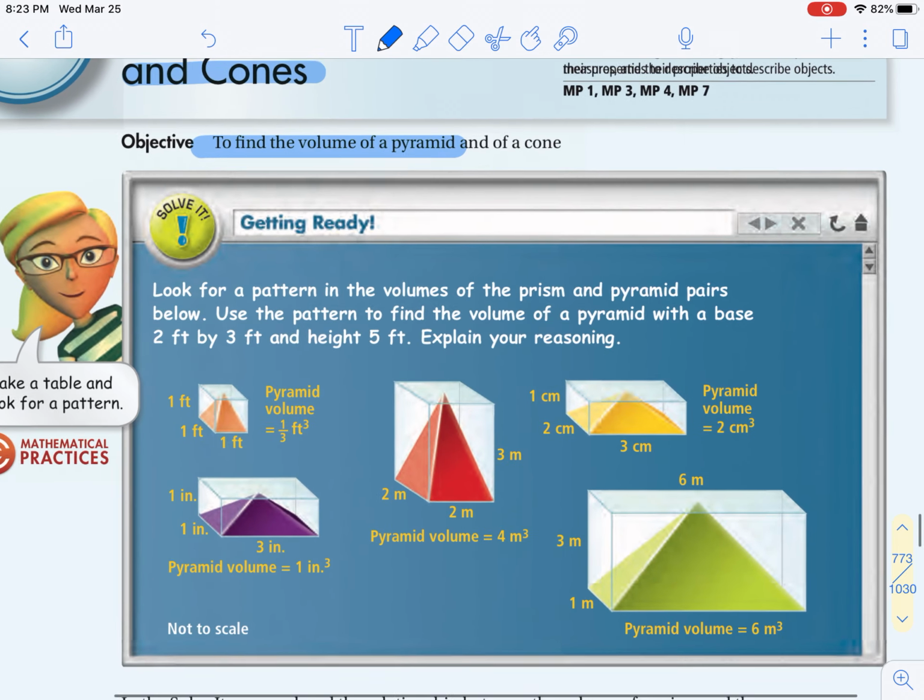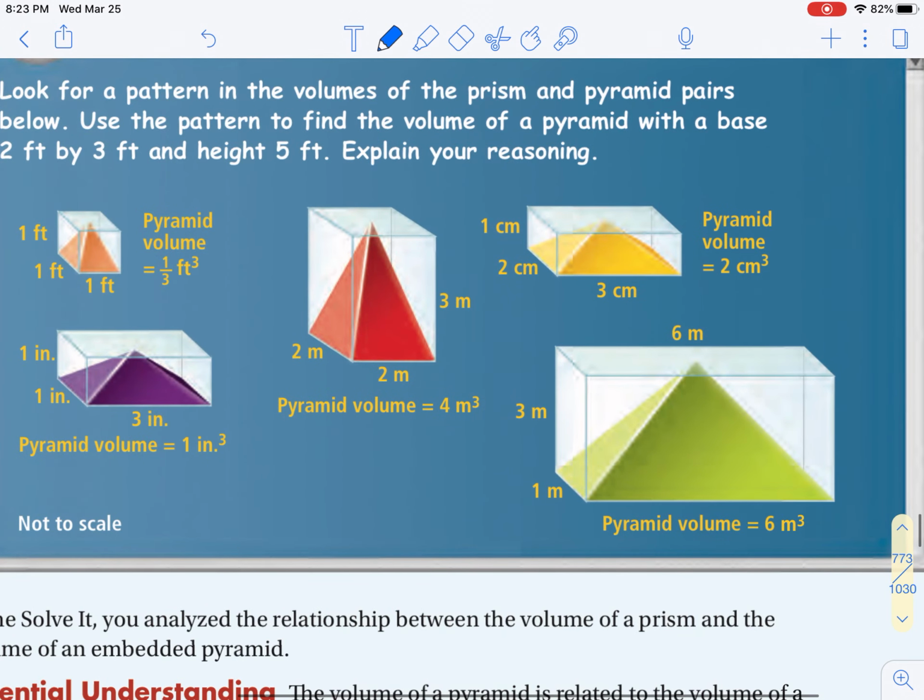If we just zoom in on these pictures real quick, notice how we have pyramids inside their corresponding prisms. So this is super easy and super related to what we just talked about in the previous section. Those pyramids take up 1/3 of the volume of their corresponding prism.